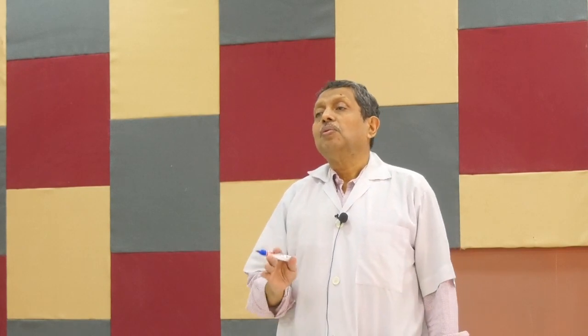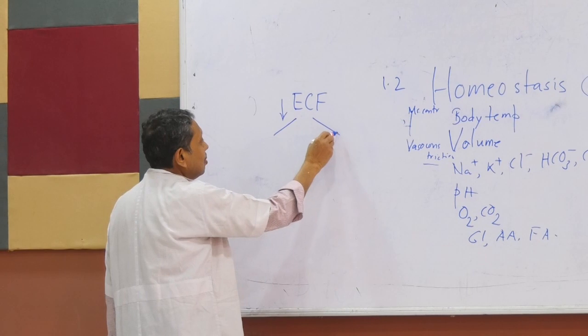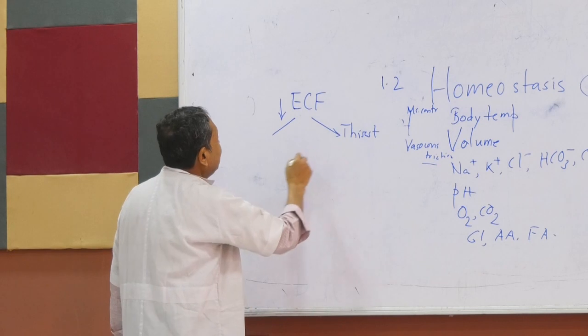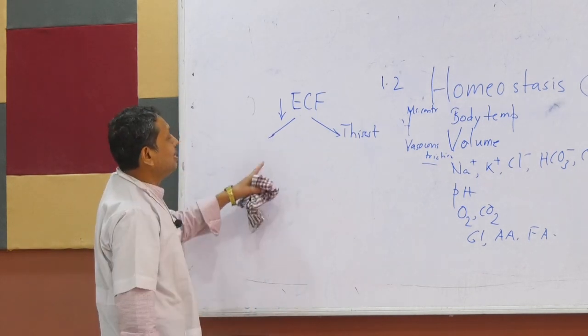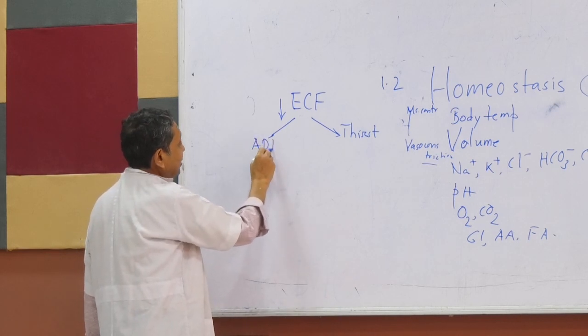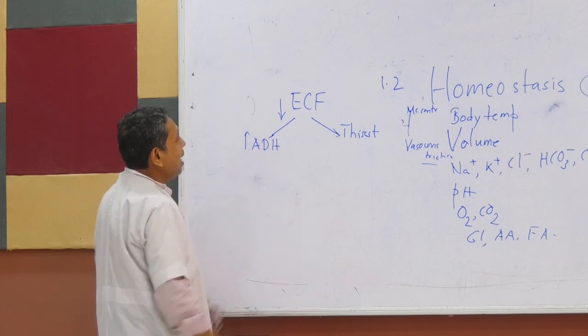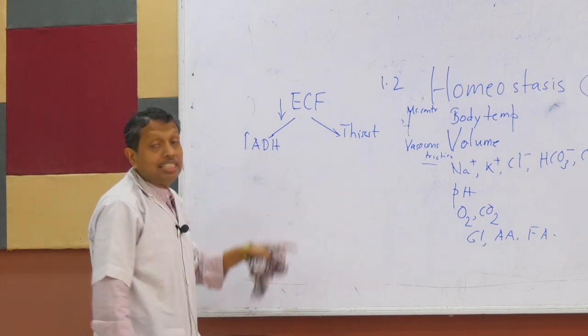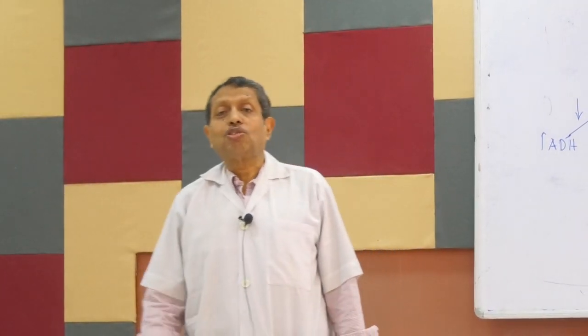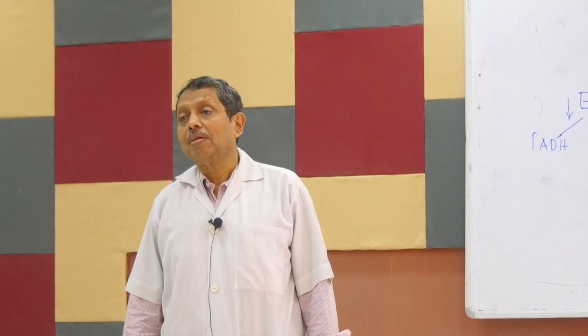That is, it is in the opposite direction, and that is detected by the cells. And ultimately it will be corrected in two ways. One is the thirst mechanism, and another is the increase in osmolarity: there is thirst, and there is ADH secretion. Thirst is stimulated and also ADH secretion increases. ADH, anti-diuretic hormone or vasopressin, causes conservation of water from the kidney.